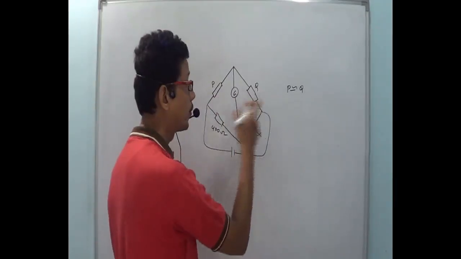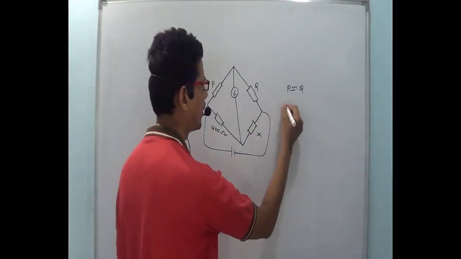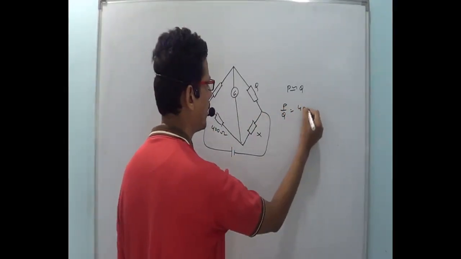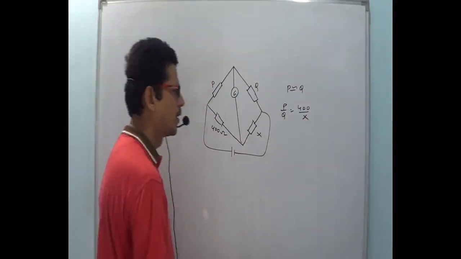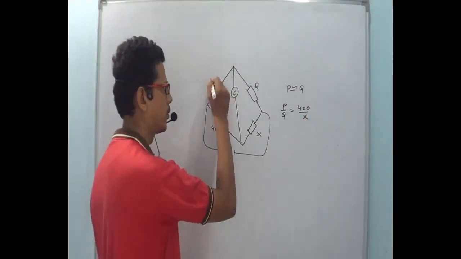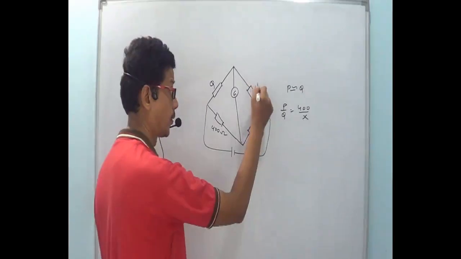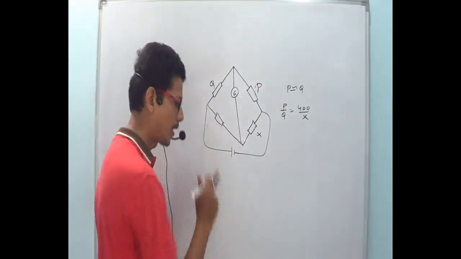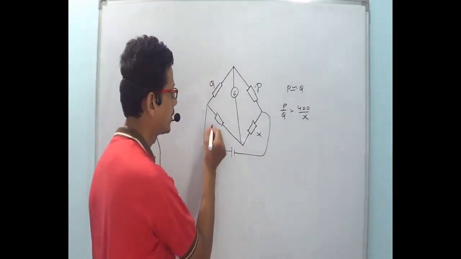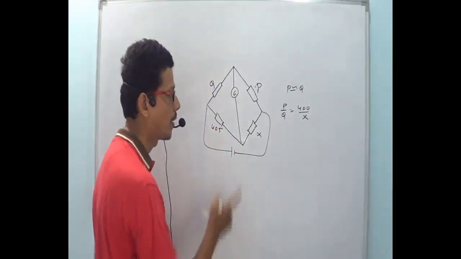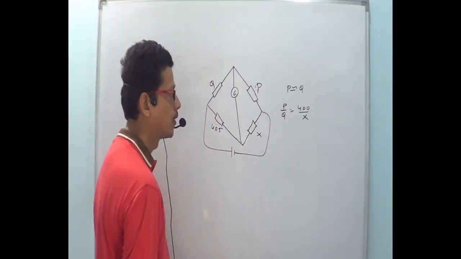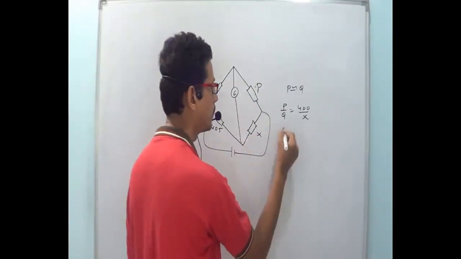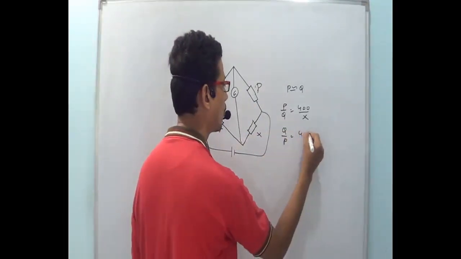Okay, now when P and Q are interchanged, what can we write? P by Q is equal to 400 by X we can write. Now when P and Q are interchanged, Q is brought here and P is brought here. Now I have to remove this and place 405. He said the bridge is balanced with 405. Now what do I have to write? Q by P is equal to 405 by X.